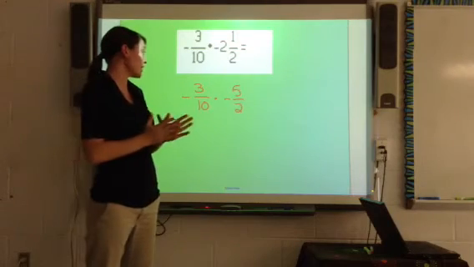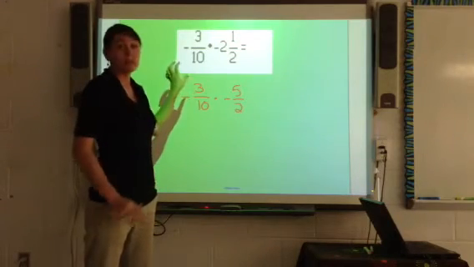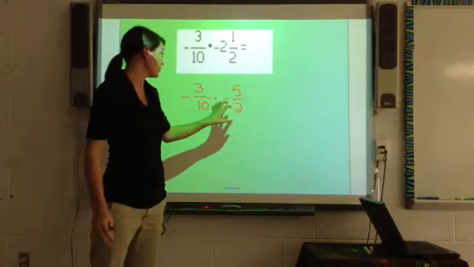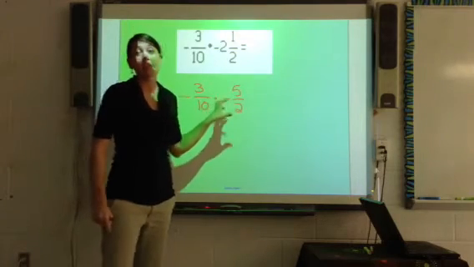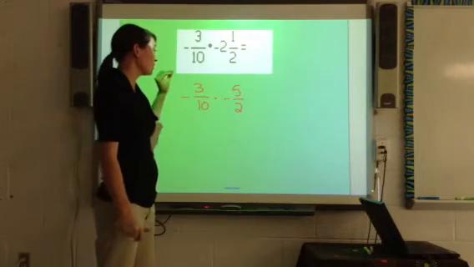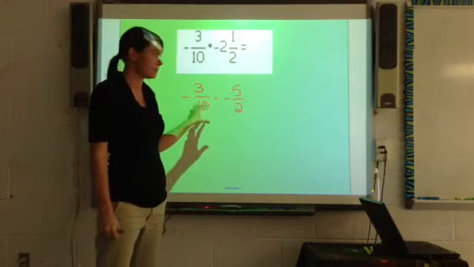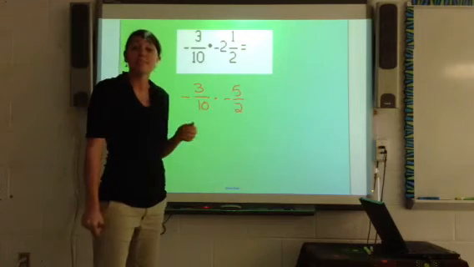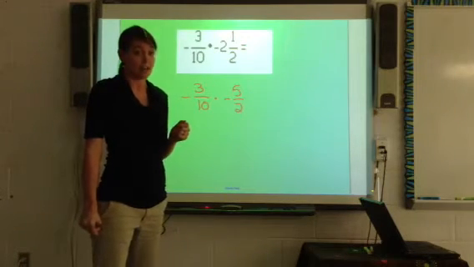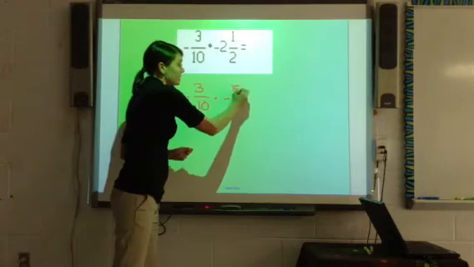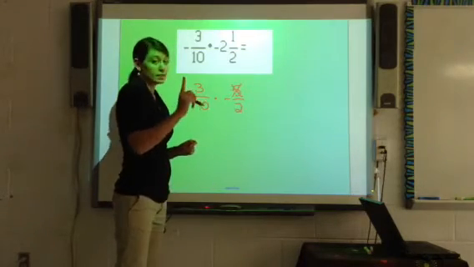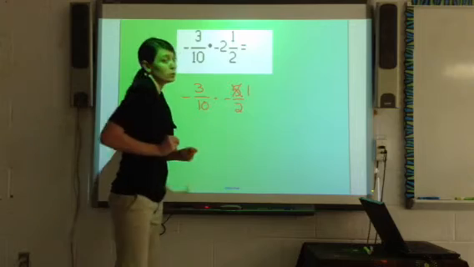Now I'm ready to look at my diagonals. Is there a number that can go into both 3 and 2? There's not a number that's evenly going to go into both of those, so I'm going to look at my next diagonal, 5 and 10. I can look at that and see that 5 fits into both 5 and 10. How many times does 5 fit into 5? Once. So we're going to change that 5 into a 1.